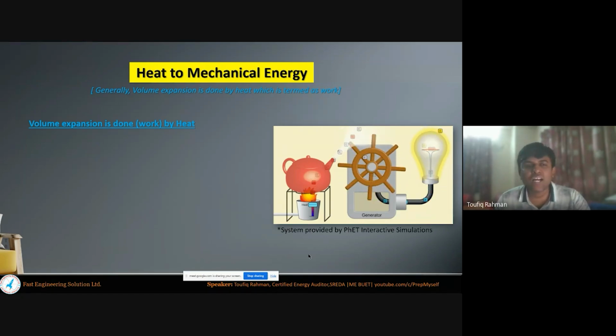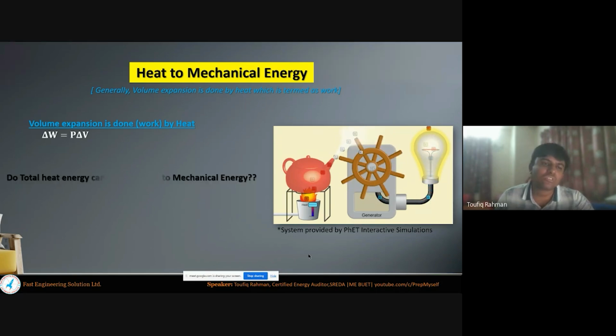It is done by volume expansion. When water is there, after heating it turns into vapor. So vapor has a larger volume, so this might do some work. This is the equation we already know.